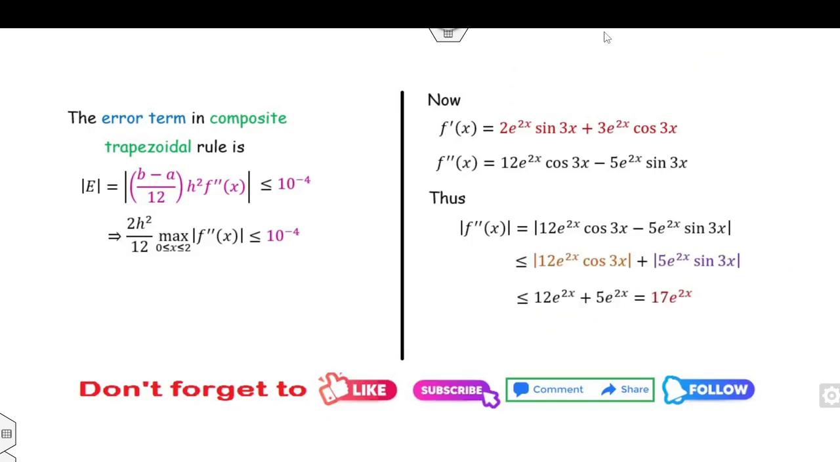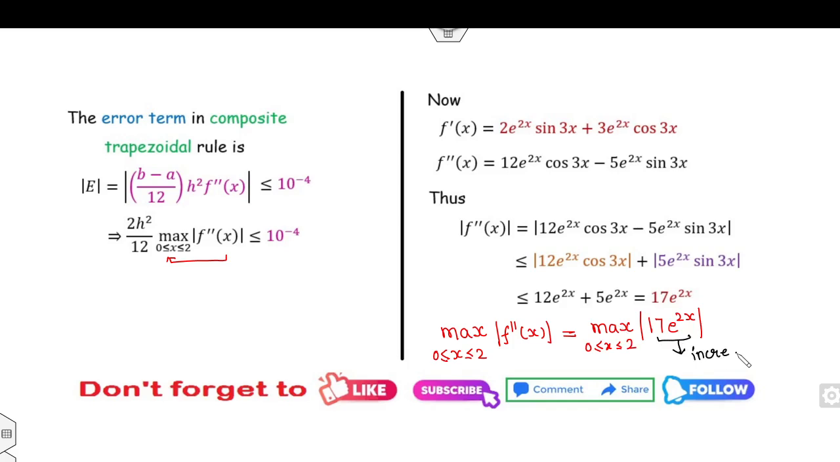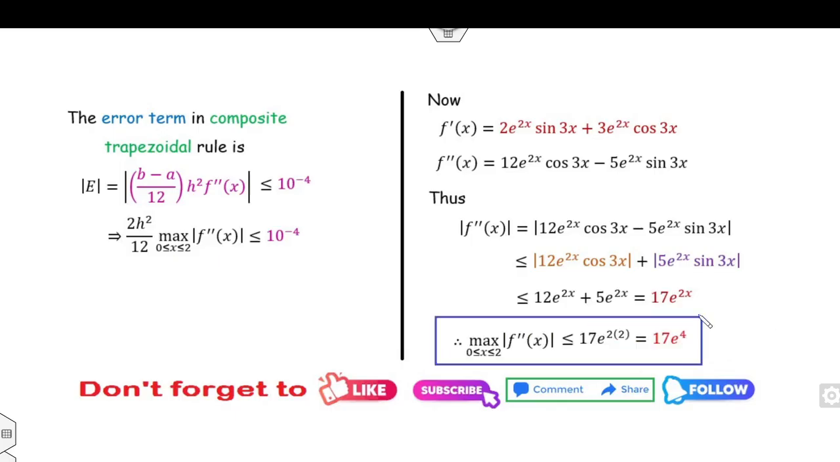Fine. Now your target is to find the maximum over the domain where x varies, of this f double dash of x for this component. Fine. And this part will be the maximum of 17 e raised to power 2x when x lies from 0 to 2. Now clearly, the exponential function is always an increasing function. Fine. It is an increasing function in this domain. So once it's an increasing function, the maximum value occurs at the upper bound. The upper bound is 2. So it will be e raised to power 2 into 2, which is 4. 17 into e raised to power 4.